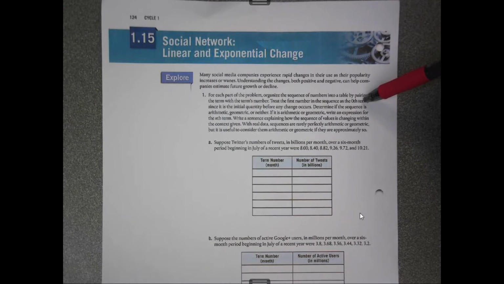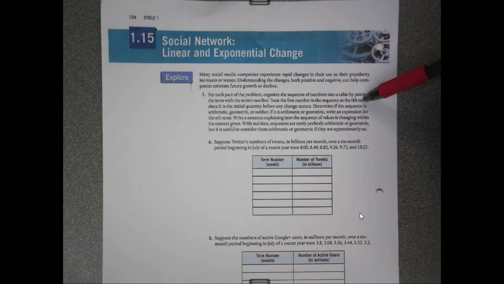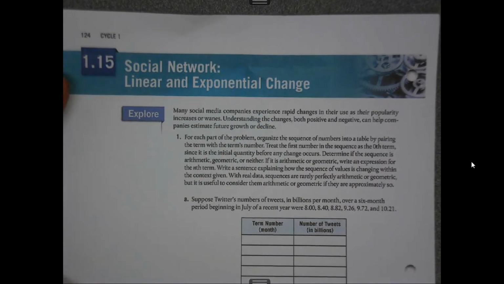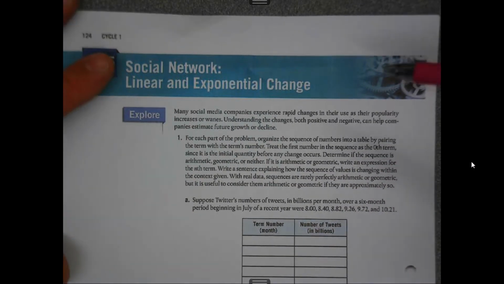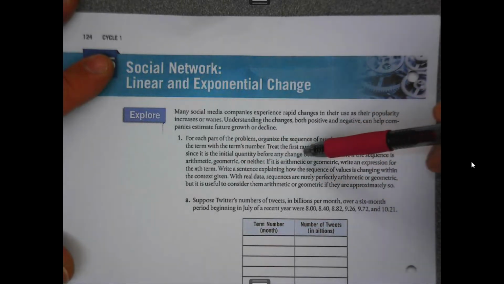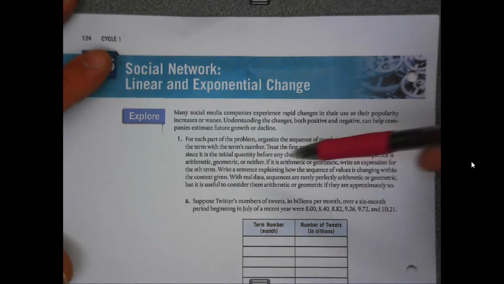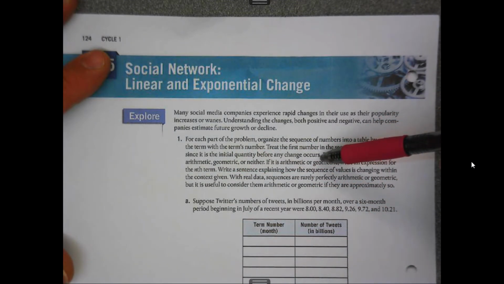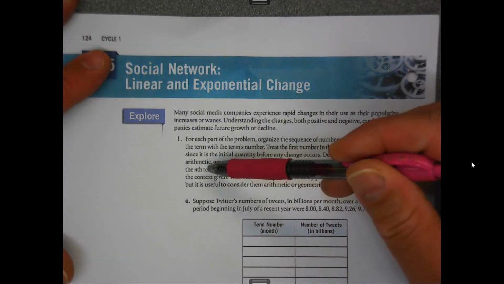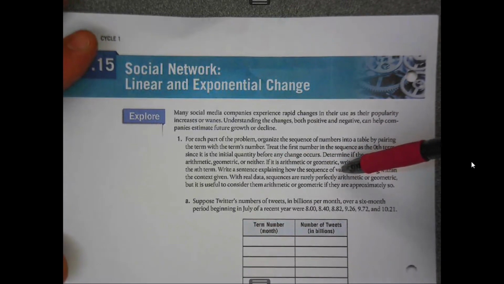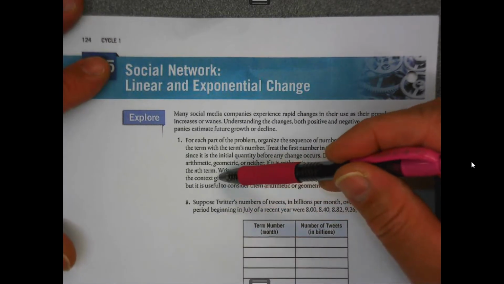Now, I was using the first term because that's what we used to find the formulas for the nth term. It technically is the zeroth term, since it is the initial quantity before any changes occur. Determine if the sequence is arithmetic, geometric, or neither. If it is arithmetic or geometric, write an expression for the nth term. Write a sentence explaining how the sequence of values is changing within the context given.